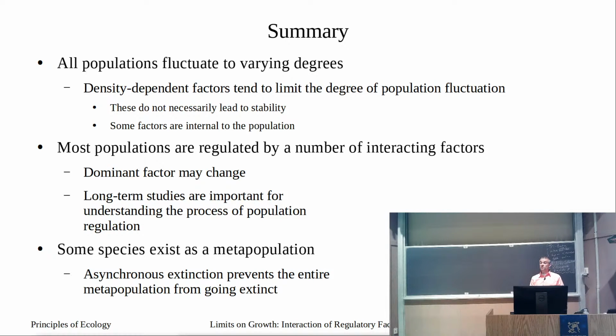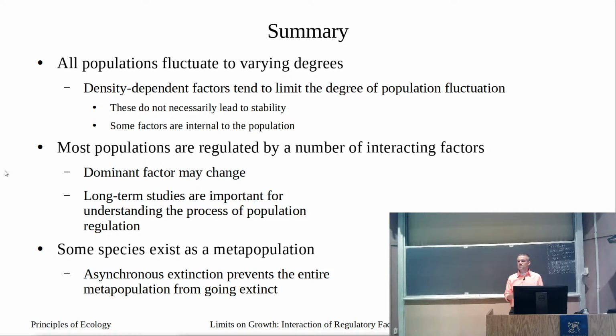And the only way that we can see what regulates our populations is to follow these long-term studies. We'll see from these long-term studies that maybe we have a dominant factor at any one point in time, but that dominant factor can change through time. We did the wolf and the moose example on Isle Royale as an example of where our dominant factors change through time.